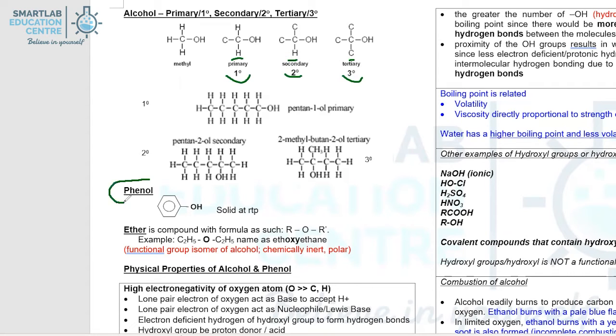Aside from that, the next functional group you can look at is phenol. Phenol is equivalent to an aromatic alcohol. So chemically, they also behave differently from primary, secondary, and tertiary. And a quick recap: alcohol and ether are both functional group isomers.